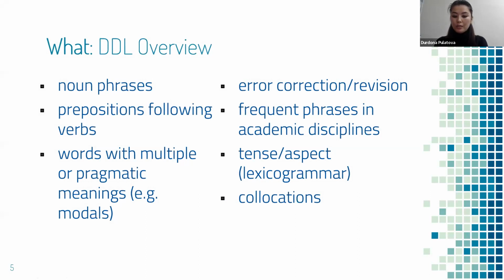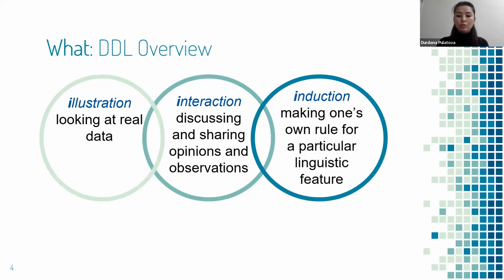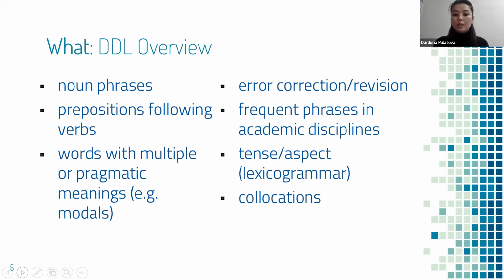What students can study and investigate with data-driven learning is nearly anything related to language use. Anything you can discover in the course can have DDL supplements, such as noun phrases, prepositions following verbs, words with multiple or pragmatic meanings, modals, error correction, revision, frequent phrases in academic disciplines, tenses, aspects in lexical grammar, or collocations.